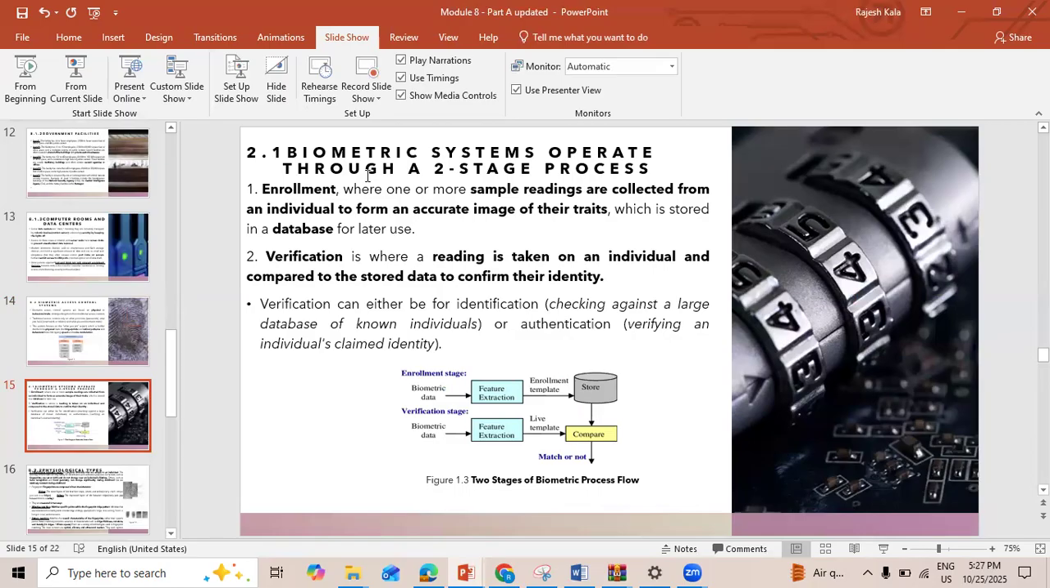A biometric system operates through a two-stage process. There are two stages in a biometric system. One is enrollment, and one is verification. See here, there are two stages.